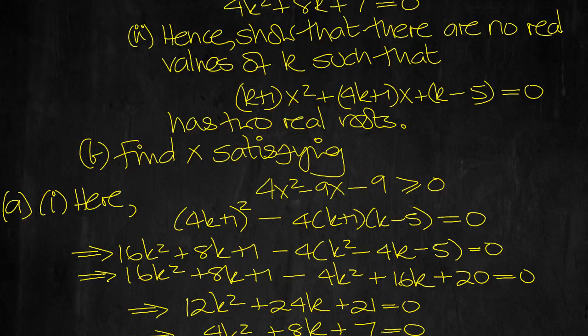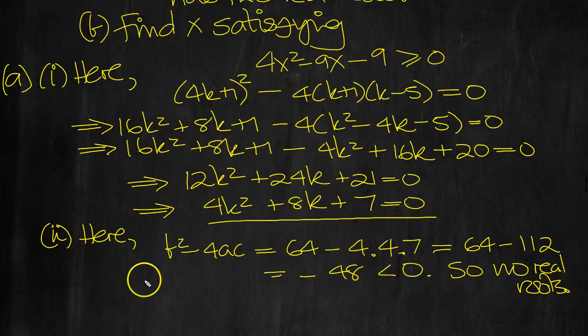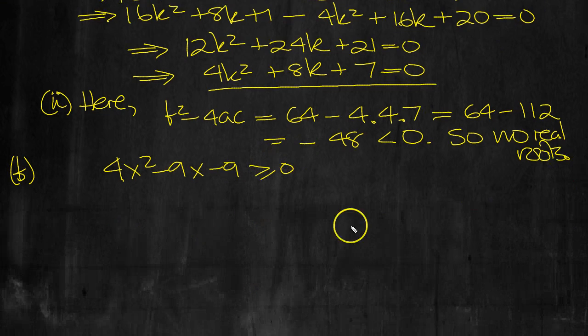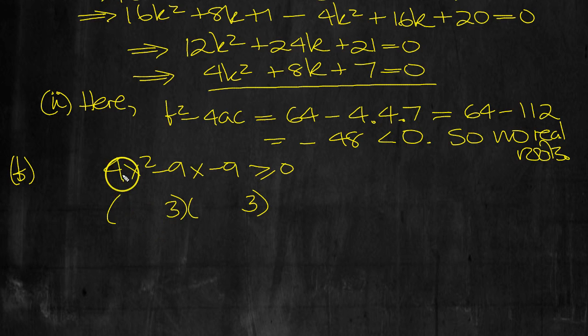Okay, find x satisfying this now for part B. Let's move on to this next part now, B. So we've got 4x squared minus 9x minus 9 is greater than or equal to 0. Let's try and factorize then. Now, 3 3's has got to be. Yeah, it has to be 3 3's. Or it could be 9 1's, couldn't it? And this could be either 4 1's or 2 2's. But this is odd, so it can't be 2 2's because you get an even product. So 4 1's, I'm going to try 4 1's.